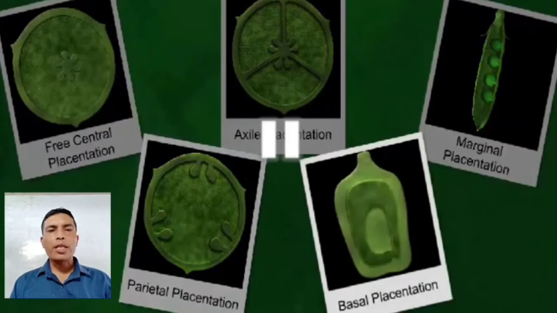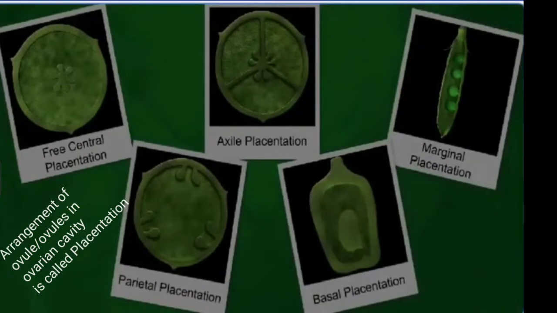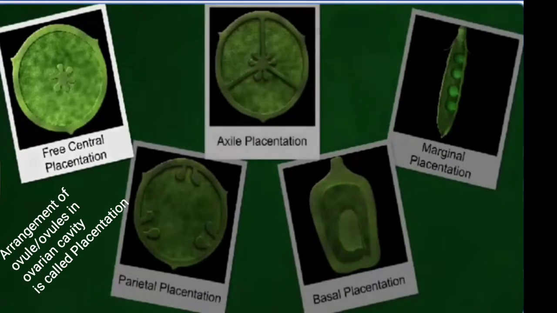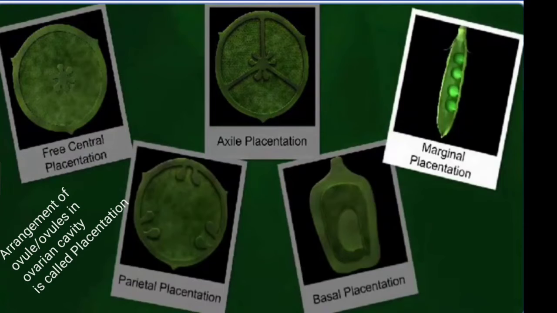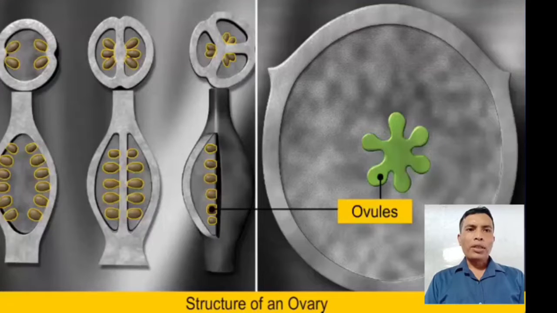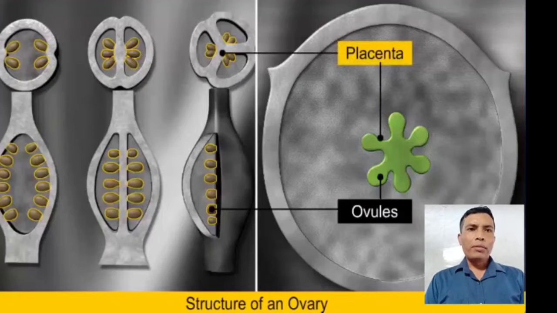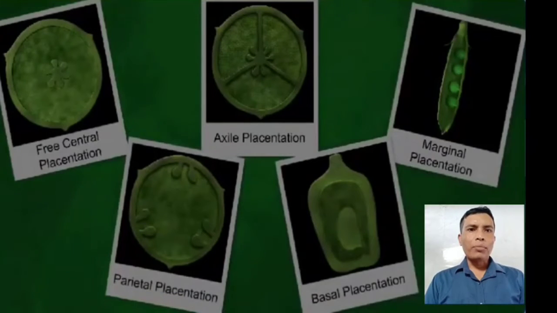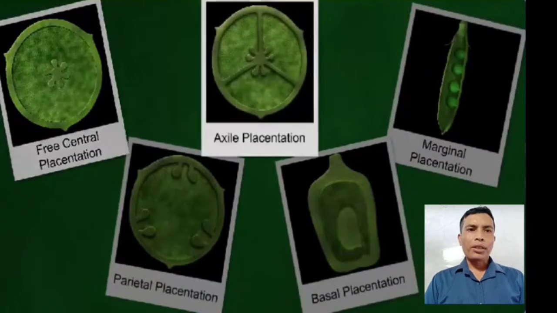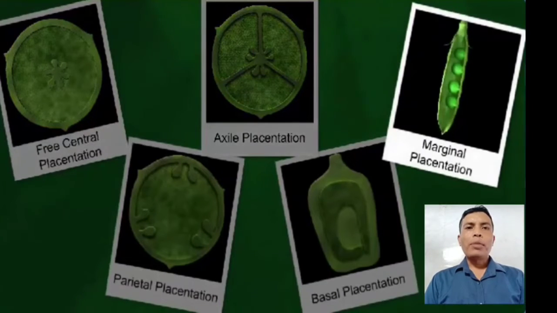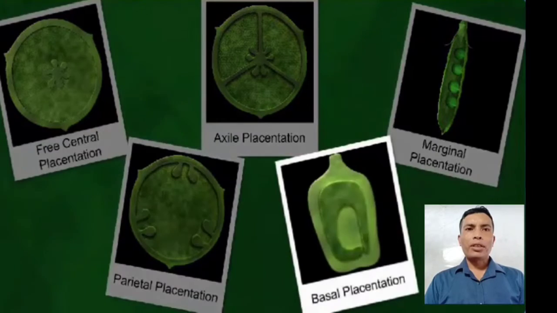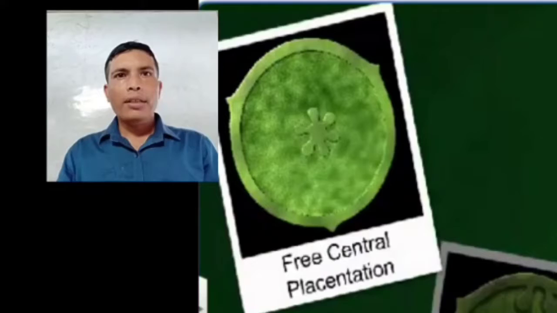We have seen different arrangements of the seeds in fruits. They are actually based on the arrangements of the seeds in ovarian cavities. So, the arrangement of ovules in the ovarian chamber or cavity is called placentation. Placentation is of 5 types: free central placentation, axial placentation, marginal placentation, parietal placentation, and basal placentation. These are the 5 types of placentation.